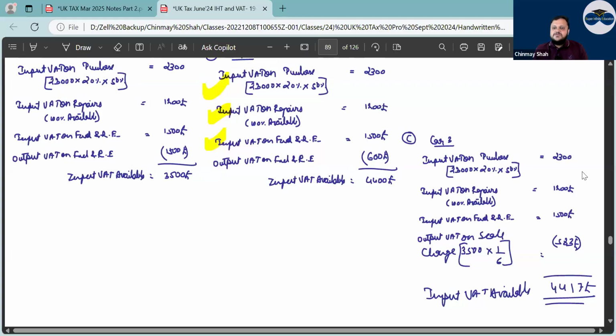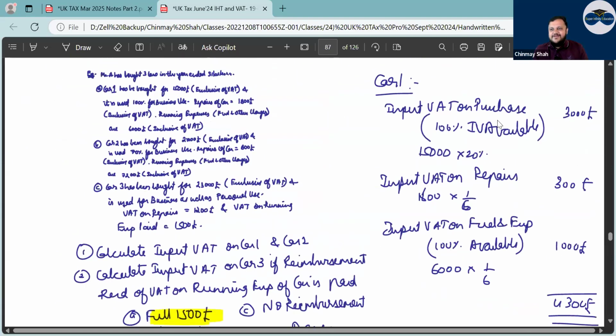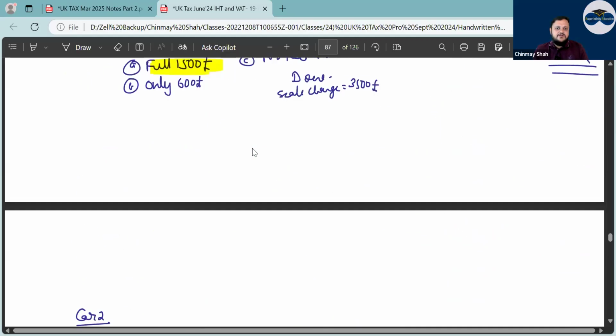Then input VAT on purchase 2,300. Input VAT on repairs 1,200. 1,500 makes 3,500 into 1 by 6. 583 will be reversed. See, I am telling you, you will not get this in any book. My guarantee. No book has this question, right? Nowhere will you find it, correct? Can I go ahead? Tell me.